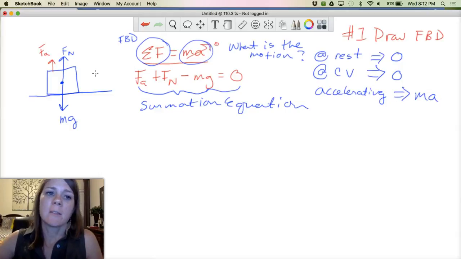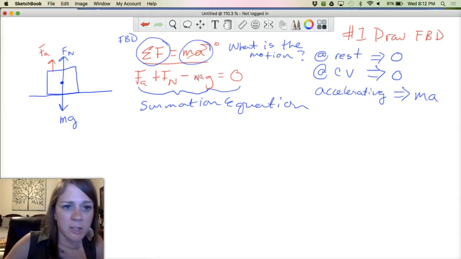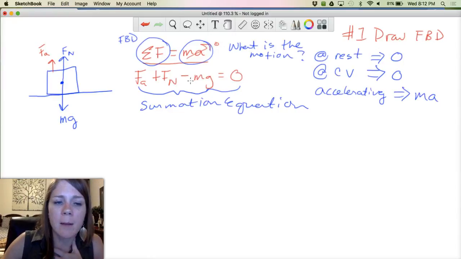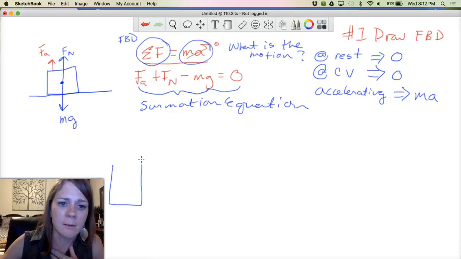Okay? So that's just a basic free body diagram, a basic summation equation. Where it gets a little more complicated is whenever maybe the object itself is accelerating. So now let's say this box is suspended by a cable and we have an elevator and we have a person standing in that elevator. And that person, we're going to say, is standing on a scale.